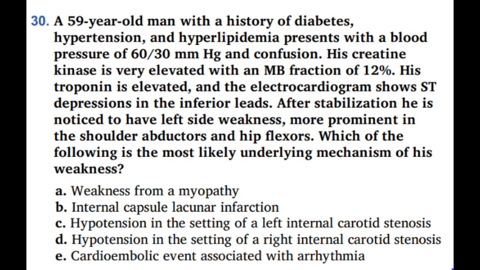A 59-year-old man with a history of diabetes, hypertension, and hyperlipidemia presents with a blood pressure of 60 over 30 millimeters of mercury and confusion. His creatinine kinase is very elevated with an MB fraction of 12%. His troponin levels are elevated and his electrocardiogram shows ST depression in the inferior leads.